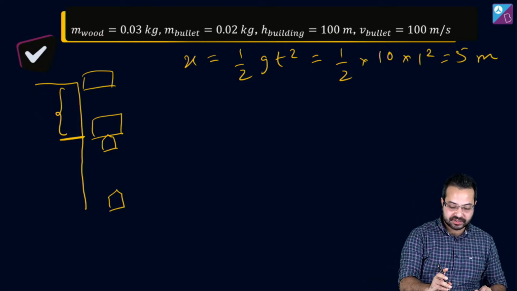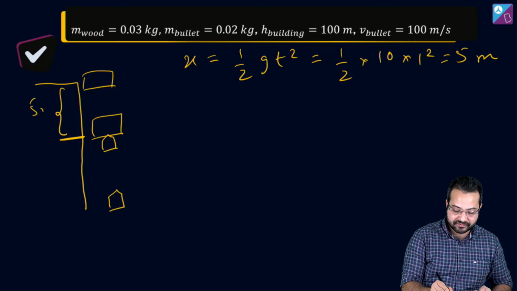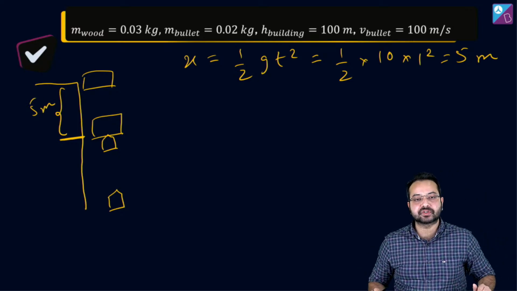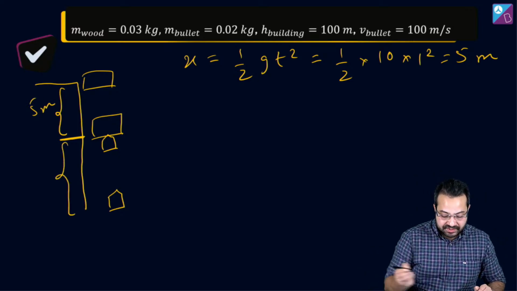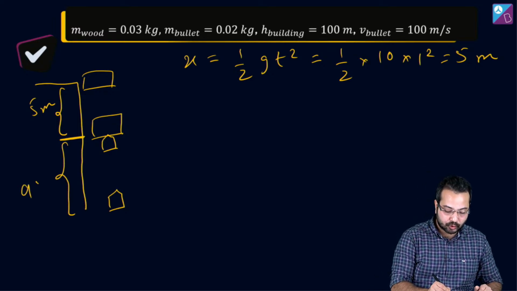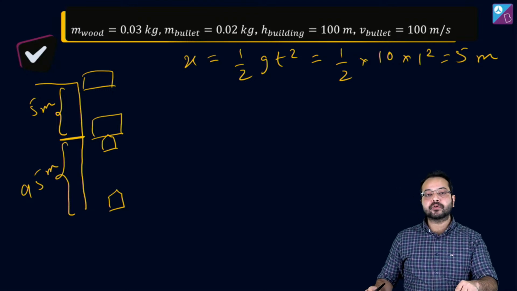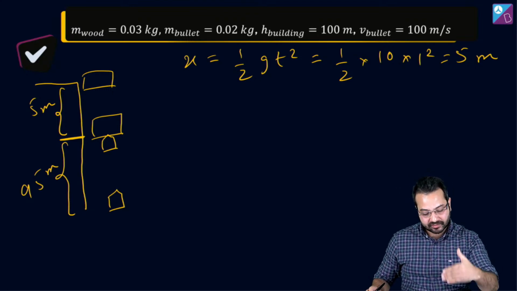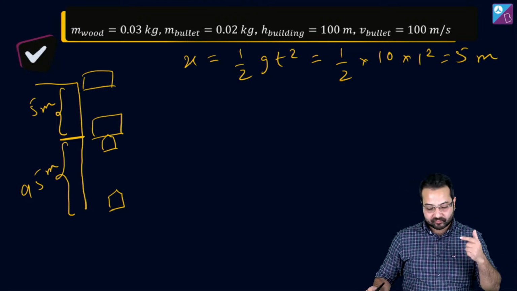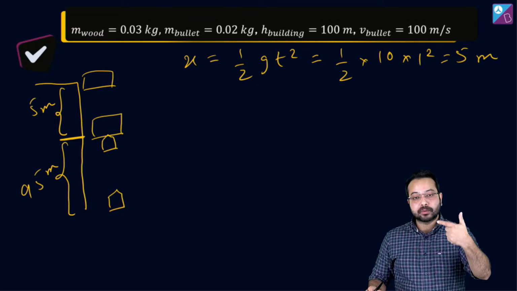Okay, so what is this distance? This distance here is 5 meter where the collision happens. Okay, what is this distance? This distance obviously is going to be 95 meter. 100 minus 5 meter, 95 meter. So we have found out at which position this collision happens. Okay, now we need to know one more thing.